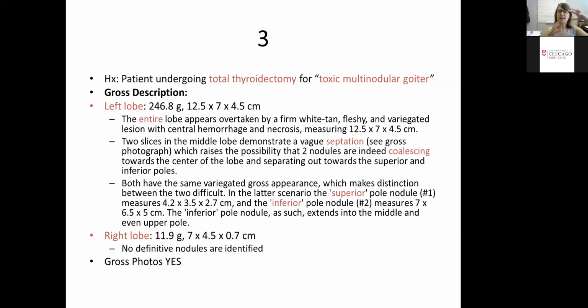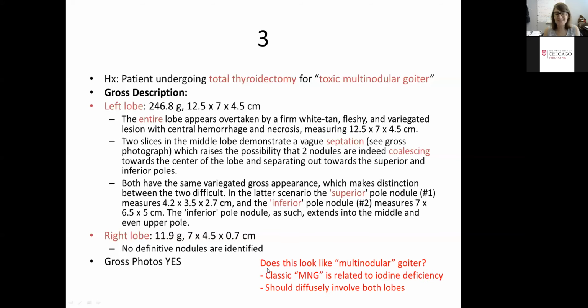So now we have an entire measurement of the 3 dimensions of the one larger nodule, which essentially occupies the entire lobe. And we have 2 measurements of those 2 smaller, perhaps coalescing nodules. So depending on what we see grossly, or depending on what we see histologically, we can either lump them together or split them apart if they're the same or different, okay? So nothing in the right lobe. Let's check the gross photos.